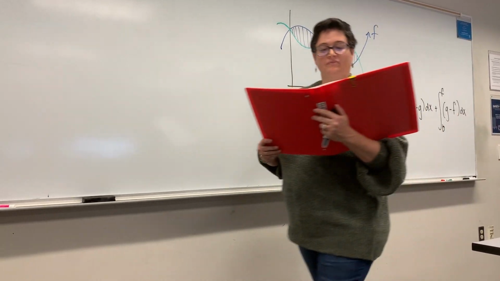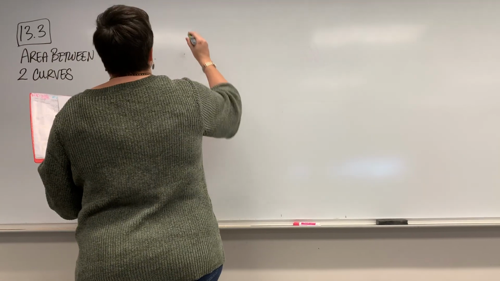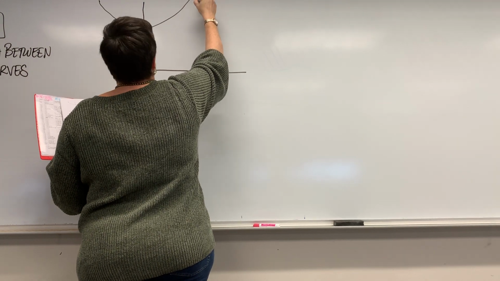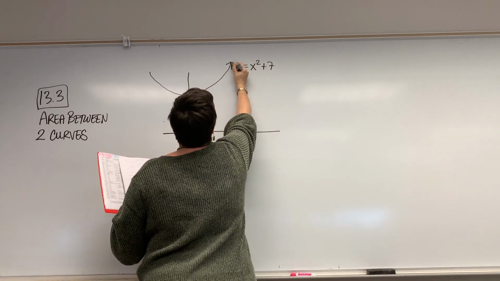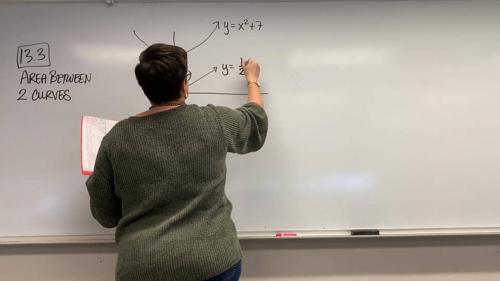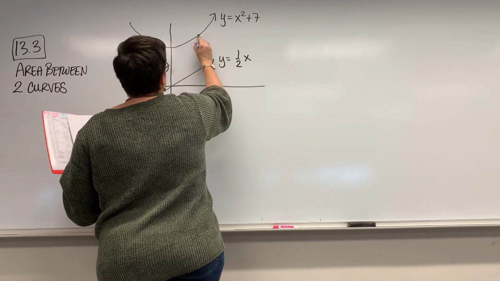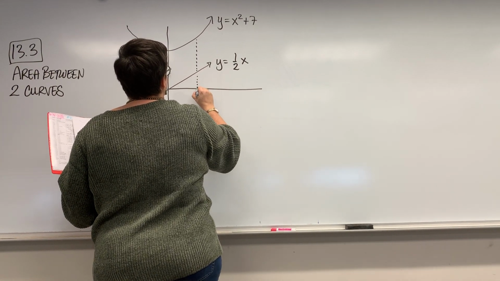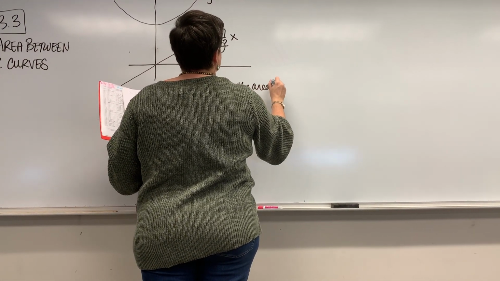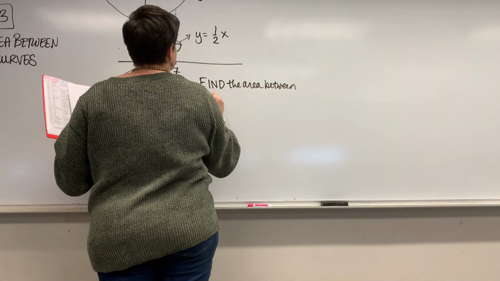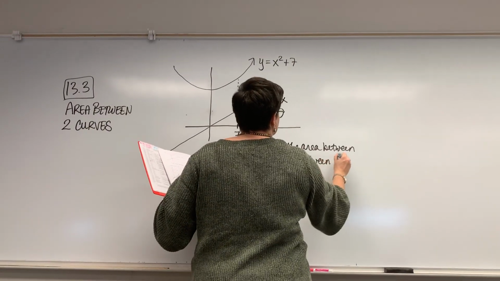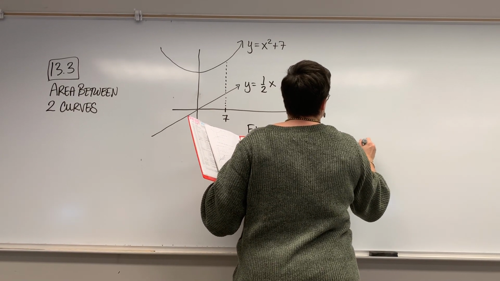Let's try this one. Let's say I give you a pretty picture where I have y equals x squared plus 7 and y equals 1/2 x. And I ask you to find the area between the two curves, between x equals 0 and x equals 7.